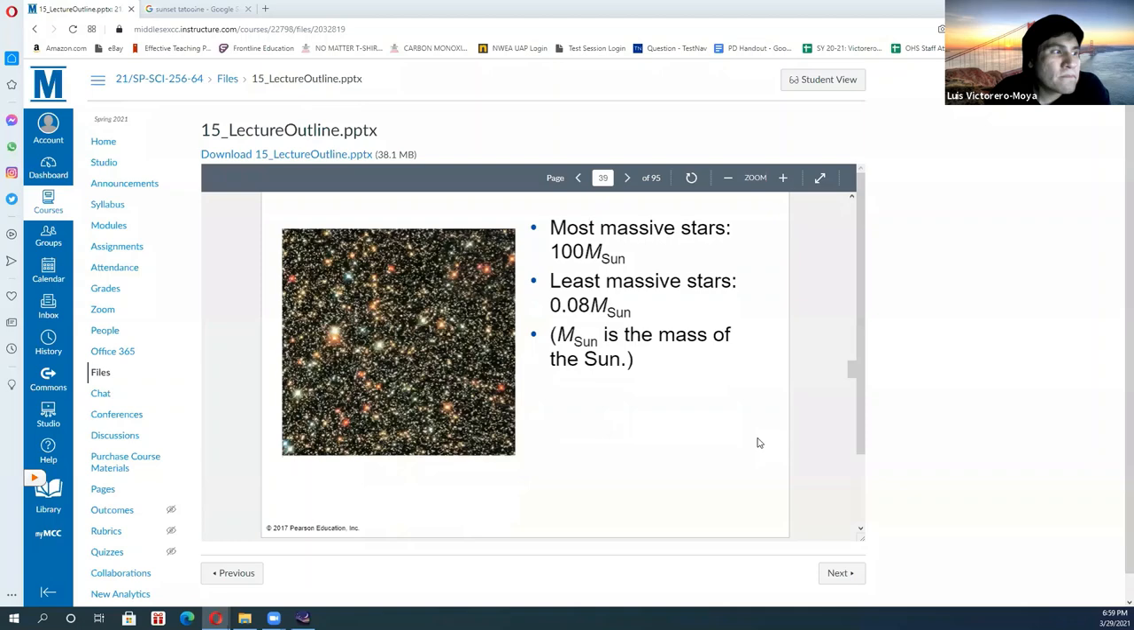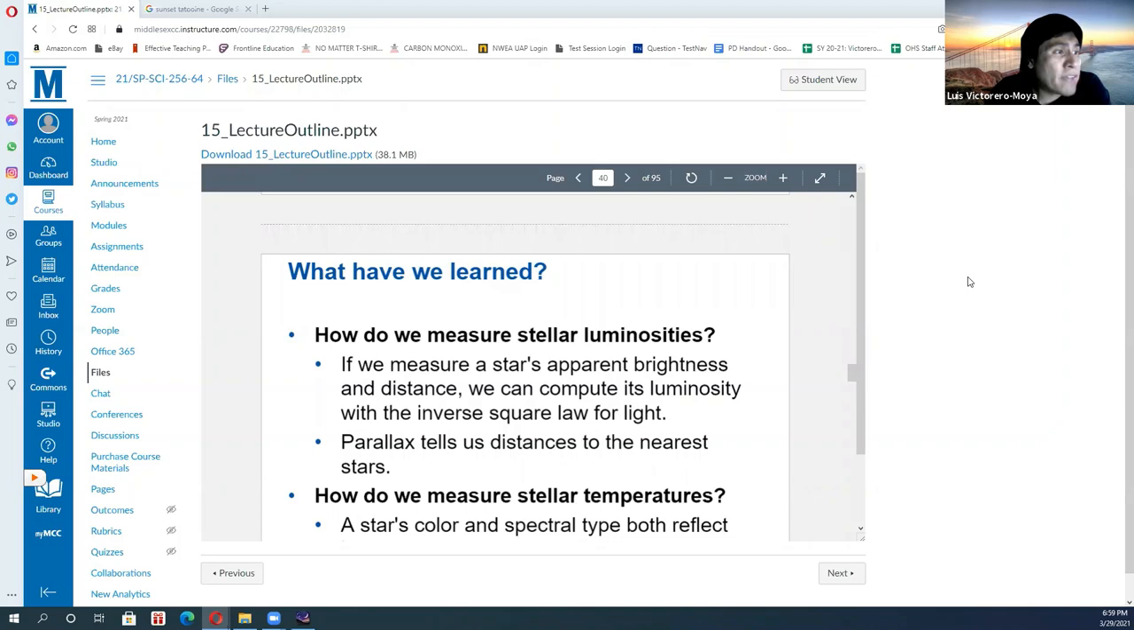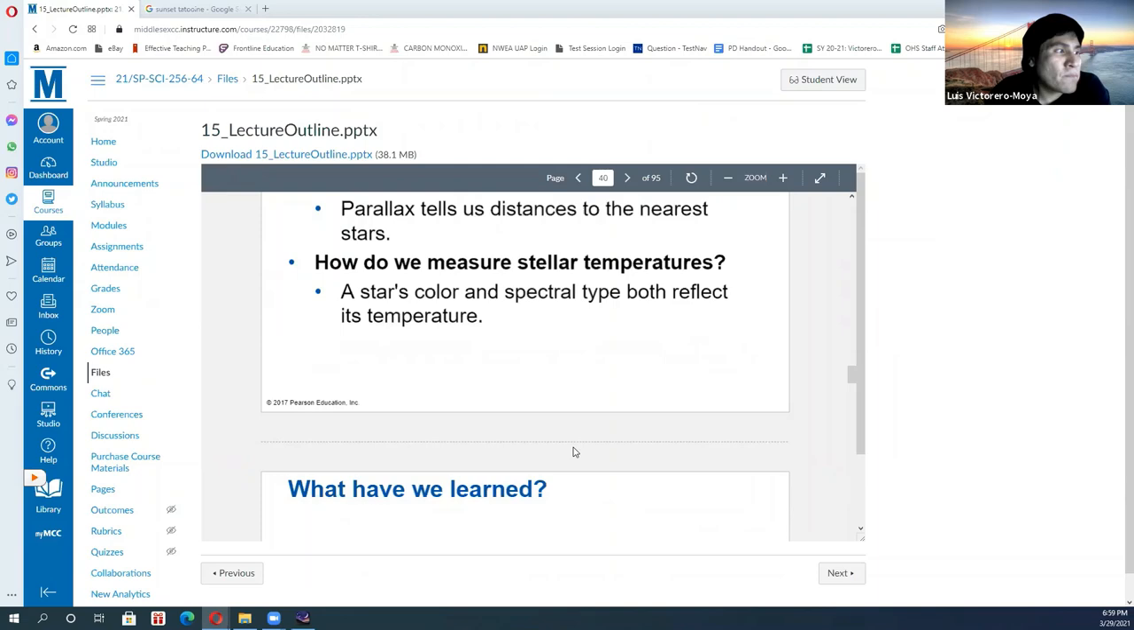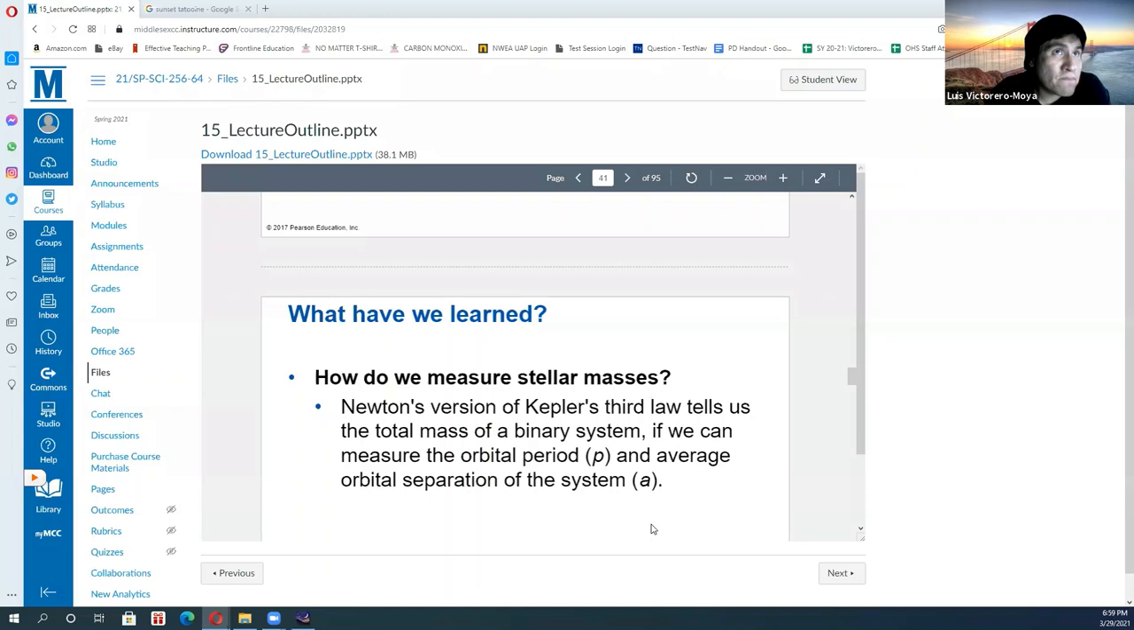Okay. What have we learned? Luminosities, brightness, apparent brightness, apparent magnitudes, and absolute magnitudes. How we use them to find distances. All that. What's the difference between one and the other? How do we measure temperatures? Spectral lines, the classification of stars. OBAFGKM. And then, how do we measure stellar masses with the binary systems? All right.